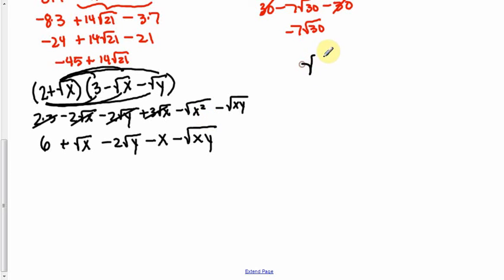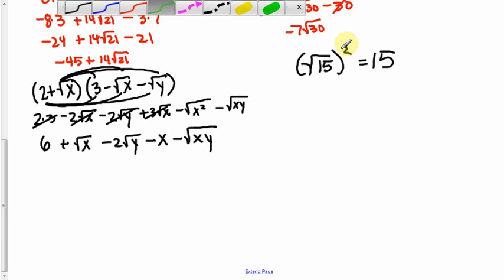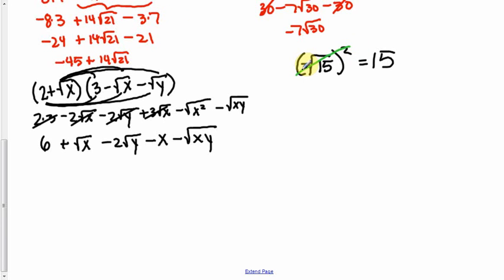Okay, so if I have the square root of 15 squared, which means the square root of 15 times the square root of 15, what's the answer? 15. Right? The squaring and the square root cancel each other out, if you will allow me to say that. Okay? They undo each other.